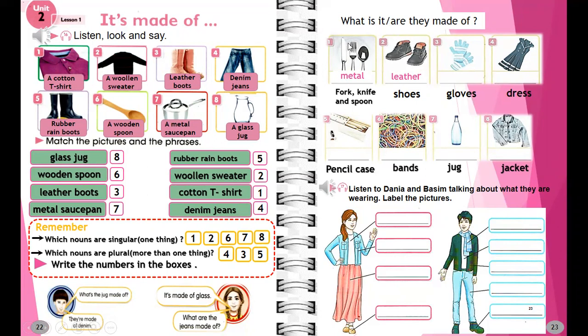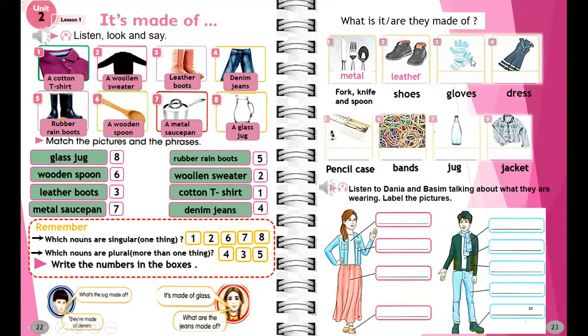In the first picture, we say they are made of metal. And picture two, we say they are made of leather. Made of means مصنوع من. It is made of leather.